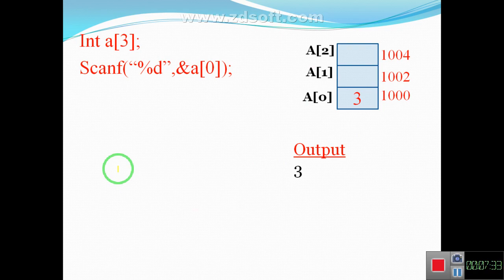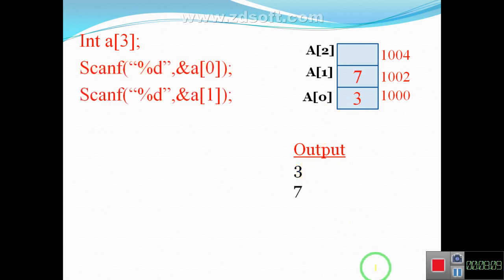Now we can see how to store information in an array. You can see the scanf: scanf percentage d, ampersand a of 0. Ampersand means the address symbol. A of 0 means the first location in the array. On the output screen, if I enter 3, it is directly stored in the array.